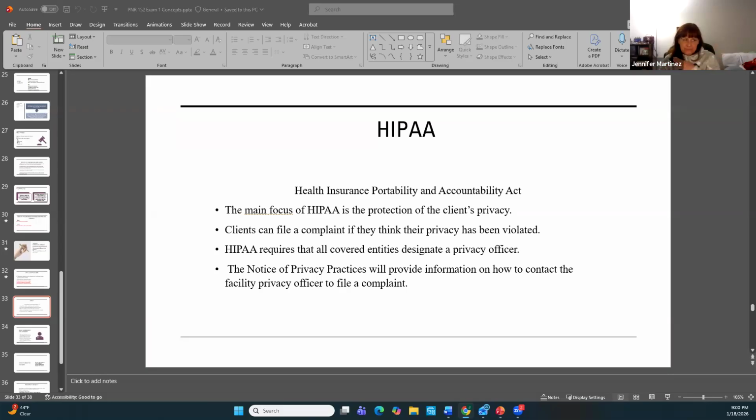So with HIPAA, every facility has to have a designated privacy officer that will handle those complaints. We do not handle the complaints. Like if a client comes to you and says, you violated my privacy, here's the HIPAA privacy officer. You go to him.